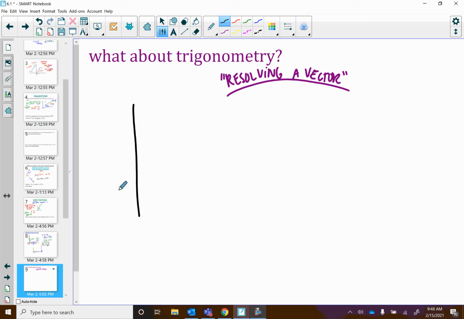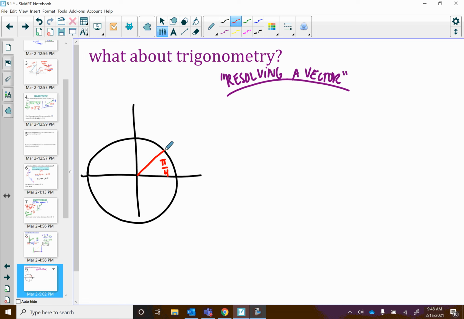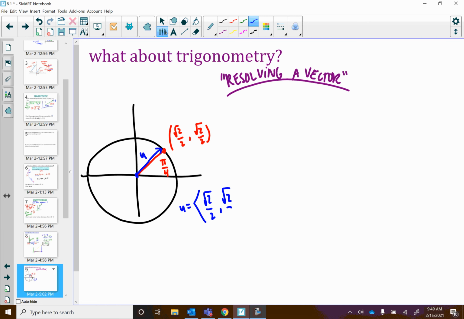Let's think about our unit circle, our very best friend. And let's say here's pi over 4. So I know this is the point square root of 2 over 2, square root of 2 over 2. And I could make this a vector. This is vector, we'll say, u, equal to, because it's going from the origin 0, 0 to the point square root of 2 over 2, I know the component form is square root of 2 over 2, comma square root of 2 over 2.